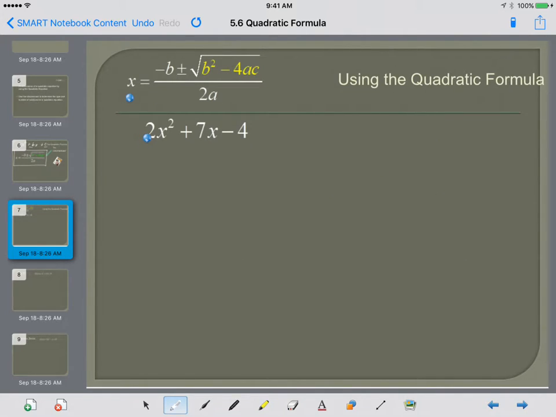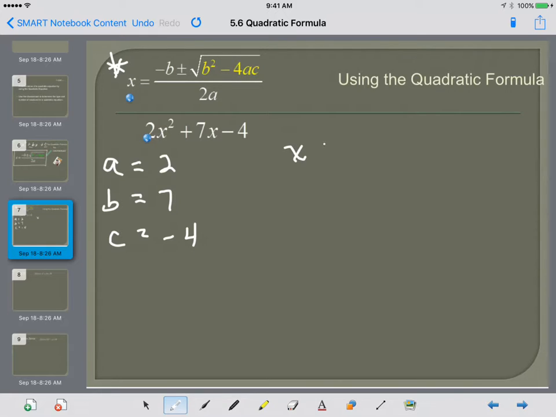I have the quadratic formula up here in the upper left. So we want to find the zeros using the quadratic formula. It's 2x squared plus 7x minus 4. First thing I'm going to do, I'm going to pick out what a is, what b is, and what c is. a is 2, b is 7, and c is negative 4. I'm going to take those numbers and plug them into this formula.